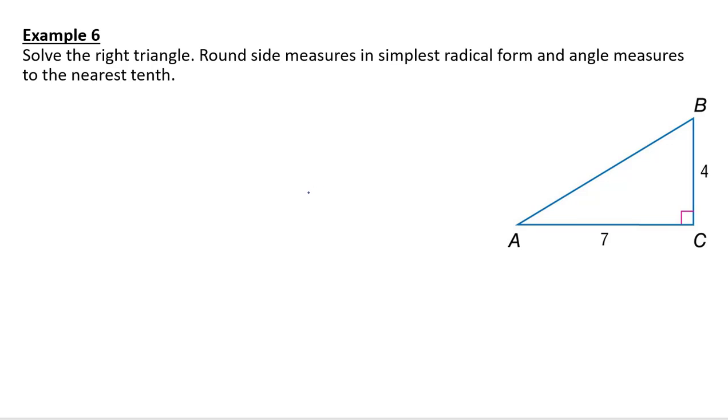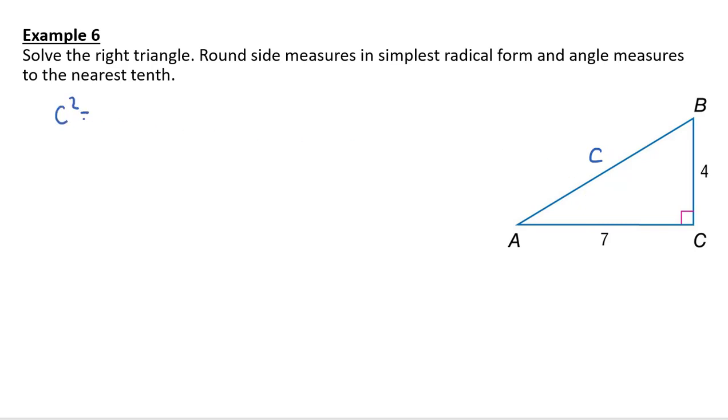Okay, solve the right triangle, round each side measure in simplest radical form. Okay, so I'm finding these in simplest radical form. That's, I think, horrible wording. And angle measures to the nearest 10th. Okay, so I need to find AB. That's the hypotenuse. We've been calling the hypotenuse C.